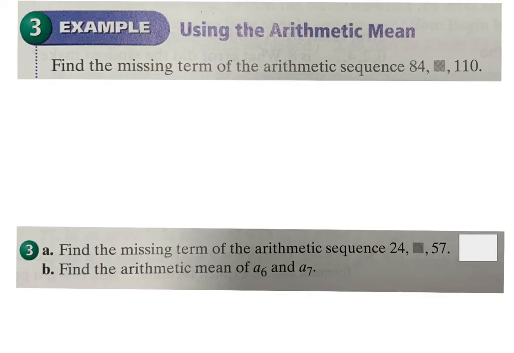Look at this example 3. Find the missing term of the arithmetic sequence. So they told me this is an arithmetic sequence. They told me these are 3 terms in a row. So if I assume that I am adding the same number across the board, then it has to be just the mean of those 2. So I take the mean by adding them and dividing by 2. I would say the arithmetic mean would be 84 plus 110 divided by 2, which is 97. So this should be 97.